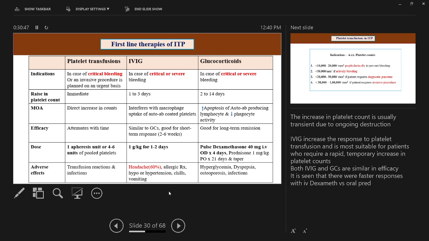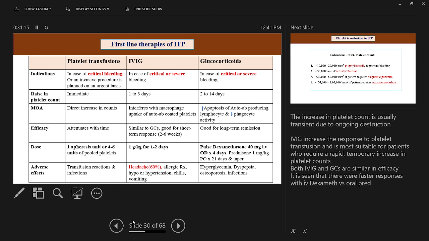These act by increasing the apoptosis of the autoantibody producing lymphocytes and decreasing the phagocytic activity. Now we can use an IV steroid or we can use an oral steroid. When we use an IV steroid, which is pulse dexamethasone therapy, we give 40 mg IV OD for 4 days, and we stop it without tapering it. And in oral therapy, we give prednisolone, which is 1 mg per kg for 21 days, and then we taper.